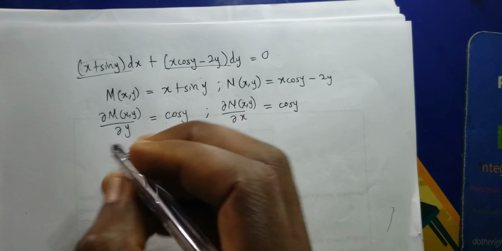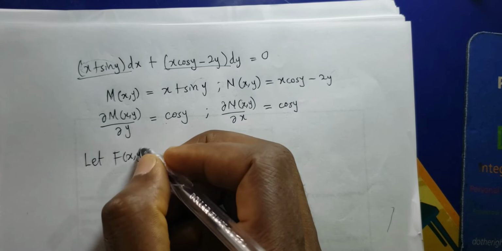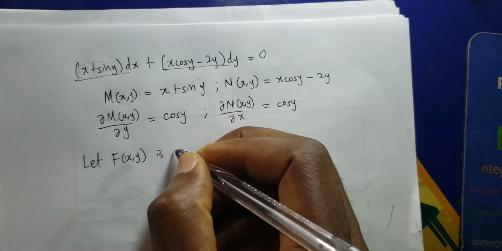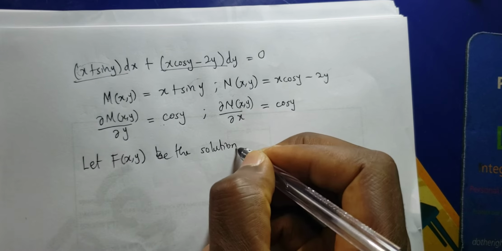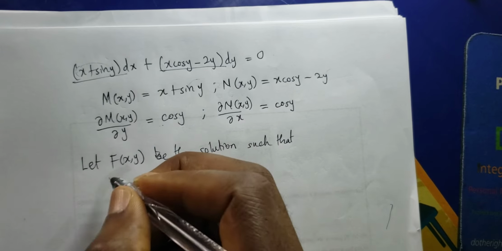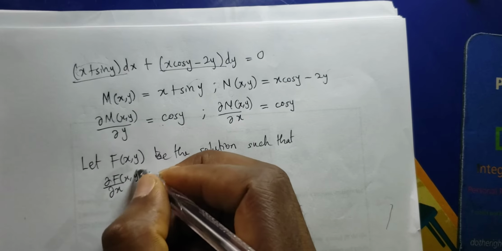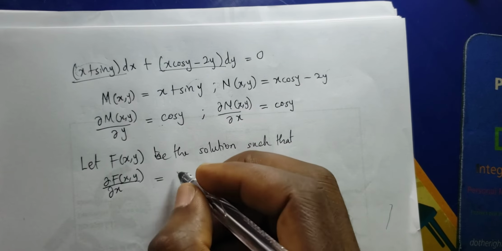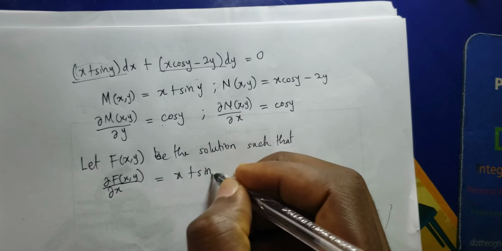So if it is exact, let's now solve it. That means we say that f of x comma y, that's the implicit function now, is the solution. Let this be the solution of the differential equation, such that in our case, del f of x comma y over del x is equal to the coefficient of dx, which is x plus sine y.